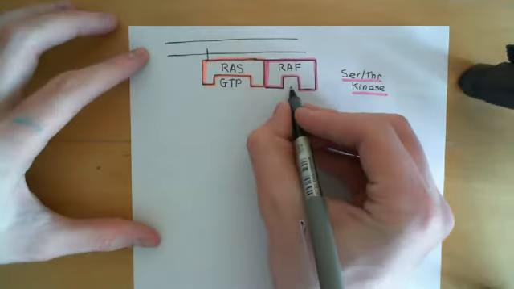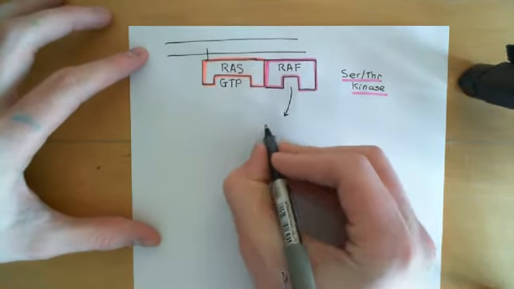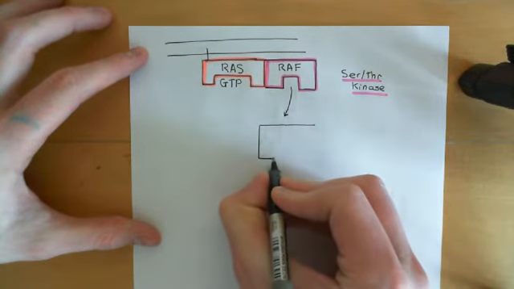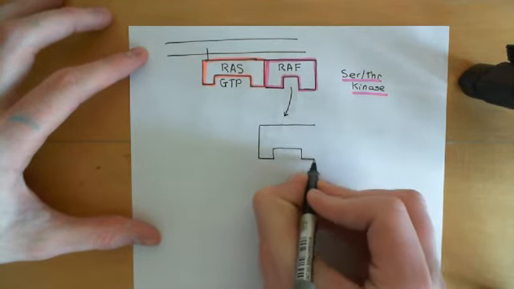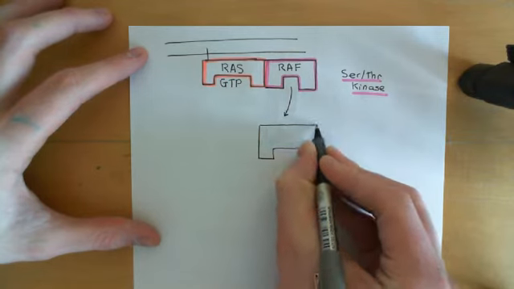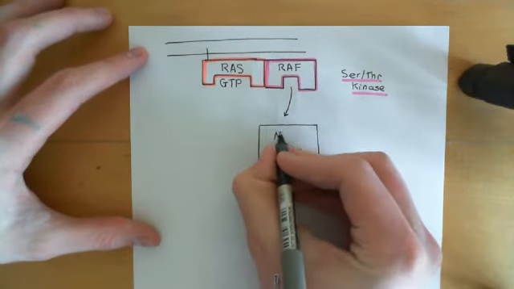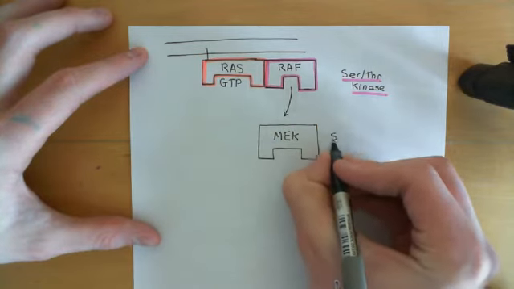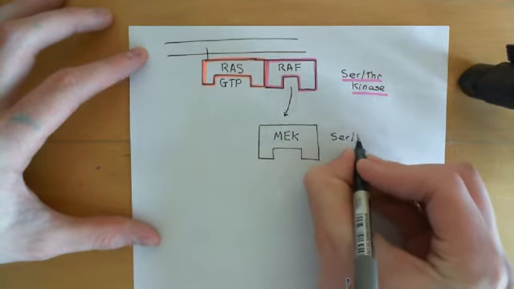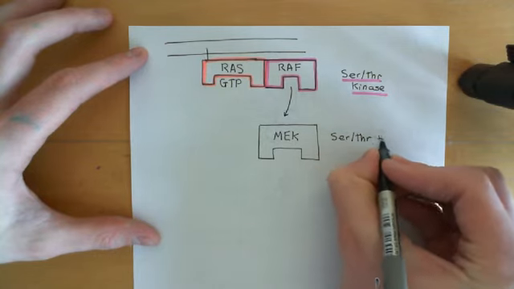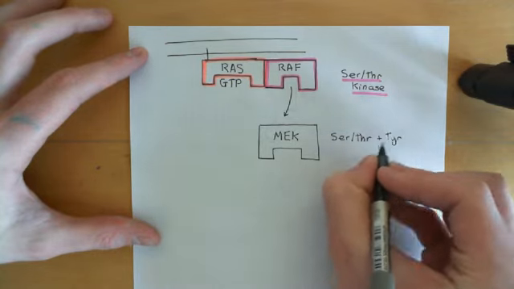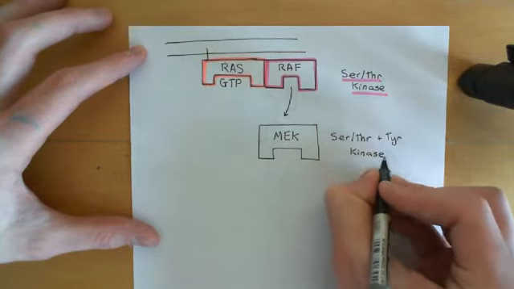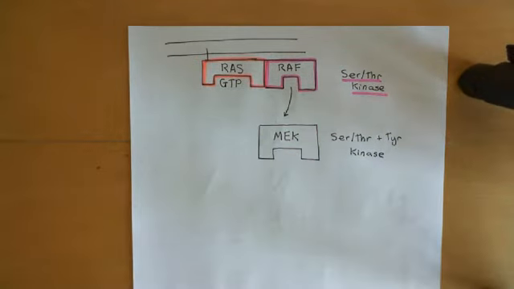And one of the key proteins that it now phosphorylates is another serine threonine kinase enzyme, but which is slightly more than just a serine threonine kinase enzyme. Okay, this next enzyme is an enzyme called MEK. And this is more than just a serine-threonine kinase. It's a serine-threonine and tyrosine kinase. So it's capable of phosphorylating serine, threonine, and tyrosine residues within proteins.